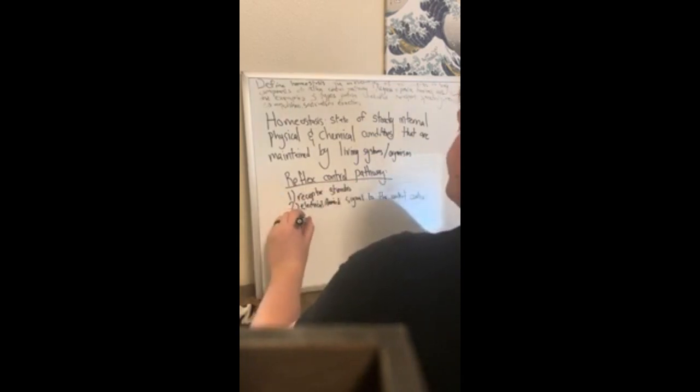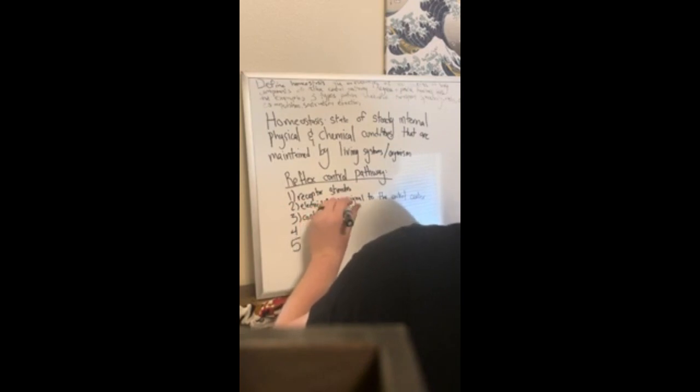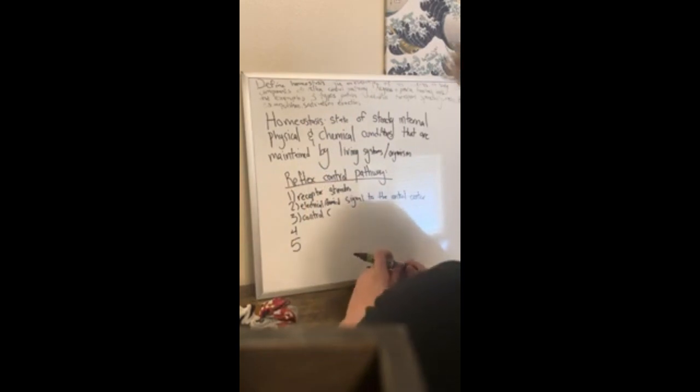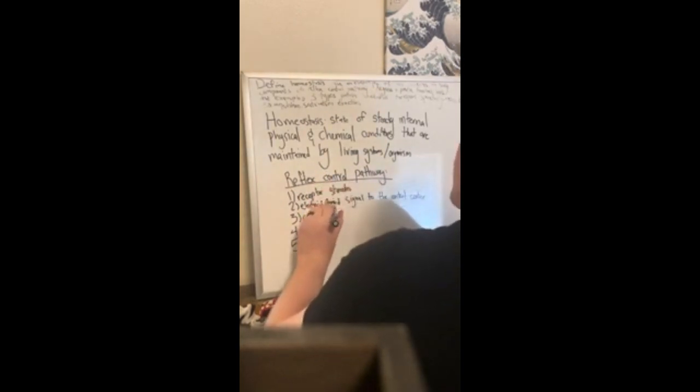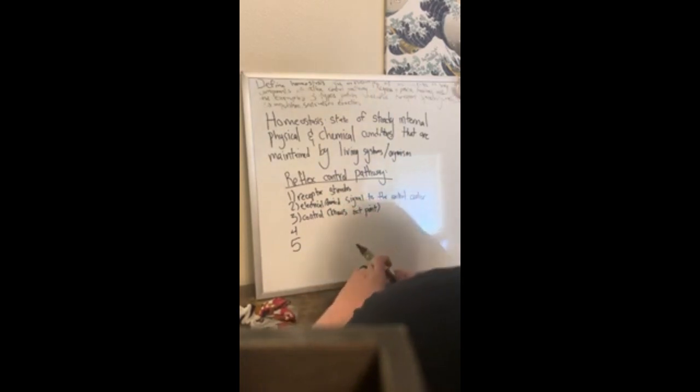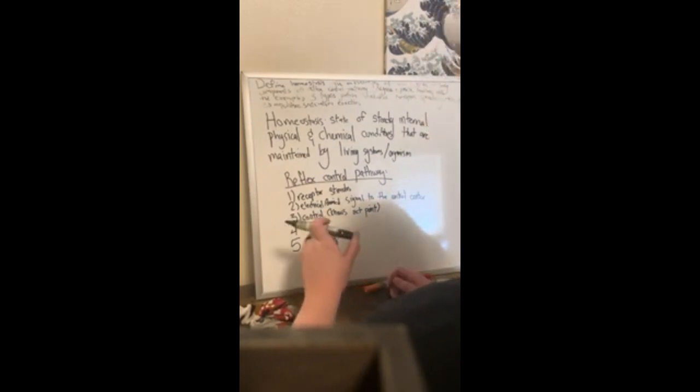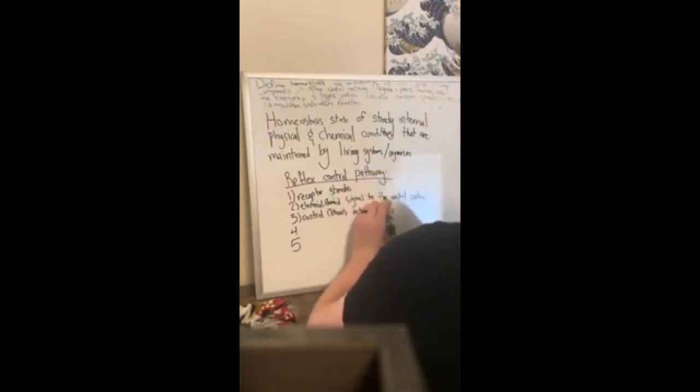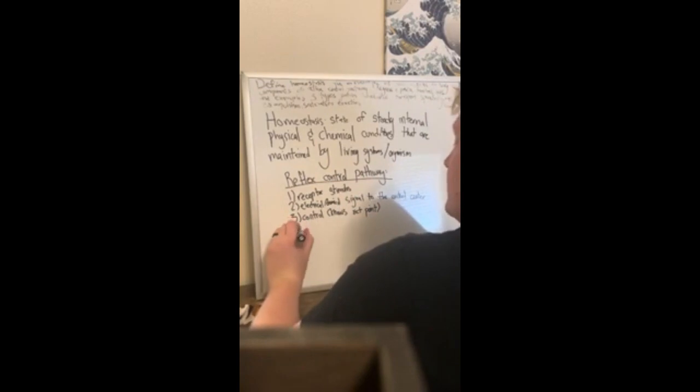The control center knows what the set point is. And the set point is how we maintain homeostasis. The set point is a range in which the organism can still survive and maintain homeostasis.